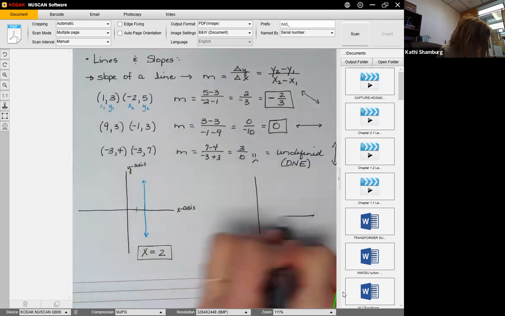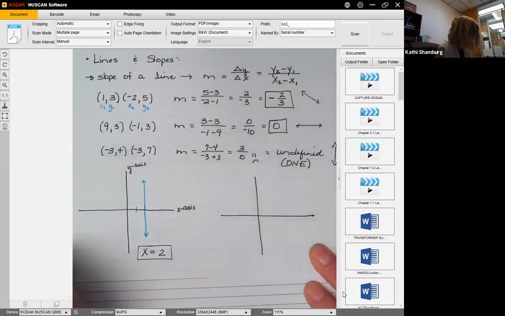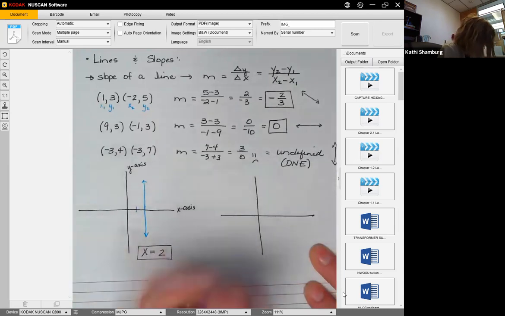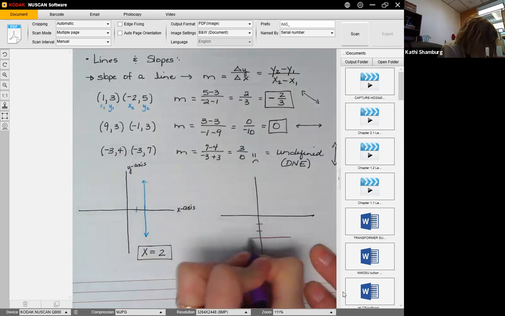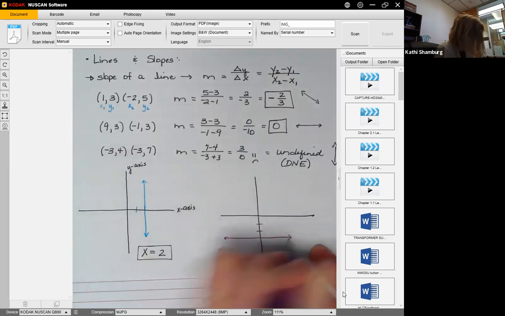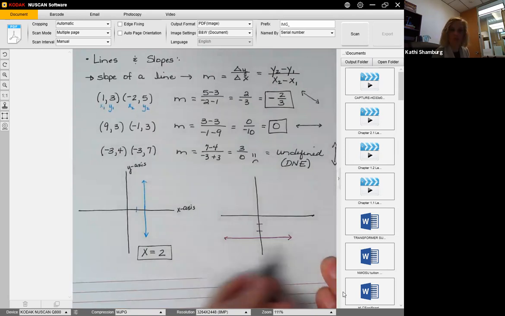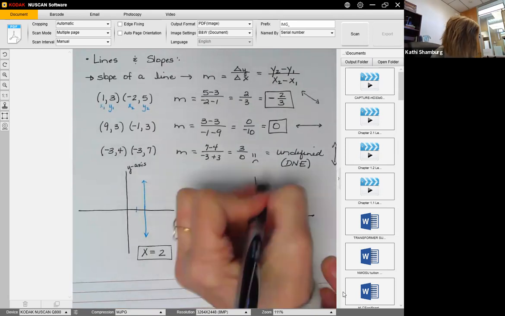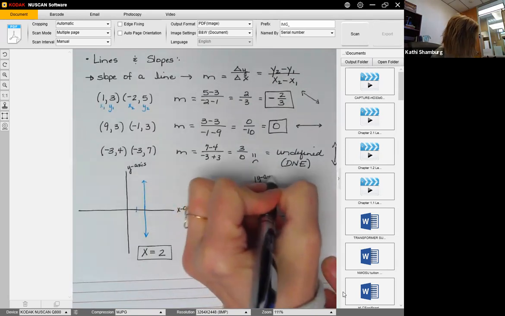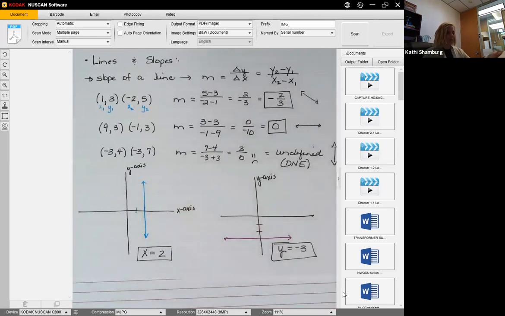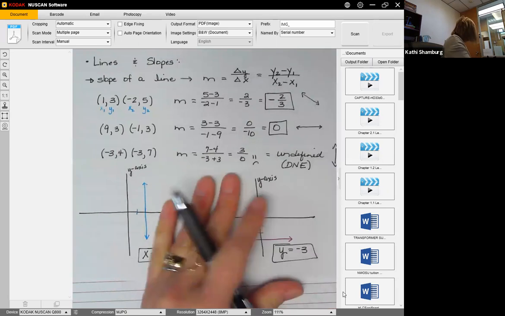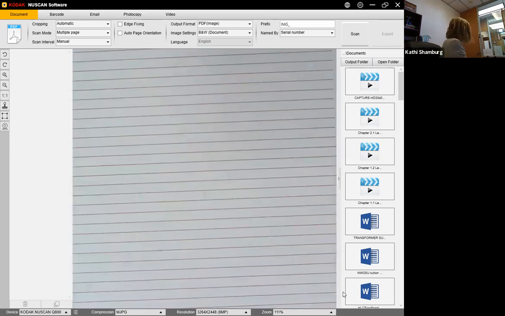Whereas if we had, say, a horizontal line at 1, 2, 3, the slope of this is 0. It crosses the y-axis. So this equation would be y equals -3. So be careful on those. Those tend to stump students a little bit. Sometimes they just forget. All right.